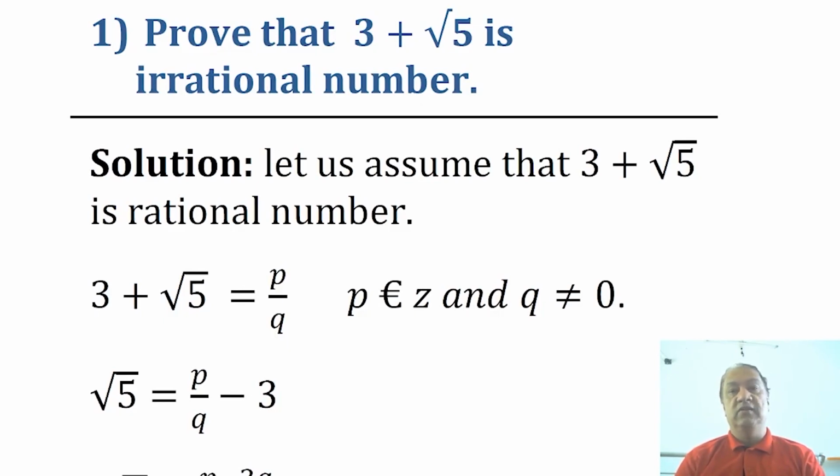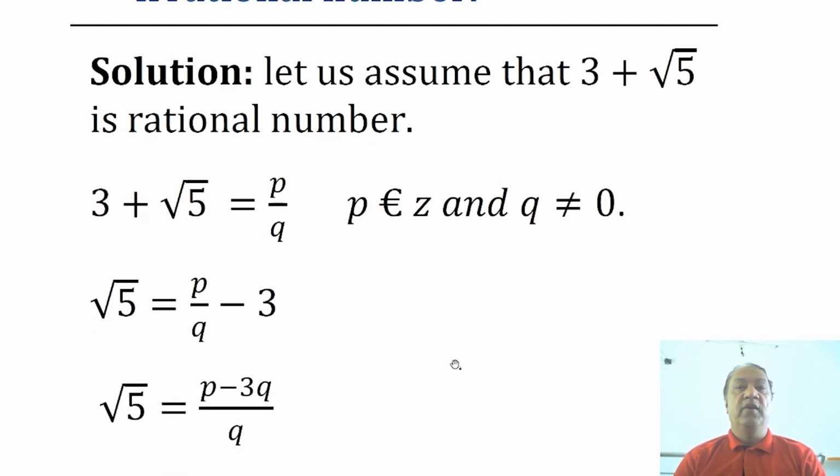So now let us go directly to our question. Prove that 3 plus root 5 is an irrational number. Now let us assume that 3 plus root 5 is a rational number. So we will consider this number as a rational number. Therefore, if it is a rational number, then 3 plus root 5 is equal to p by q, and p belongs to Z, which means p is an integer, and q should not be equal to 0.